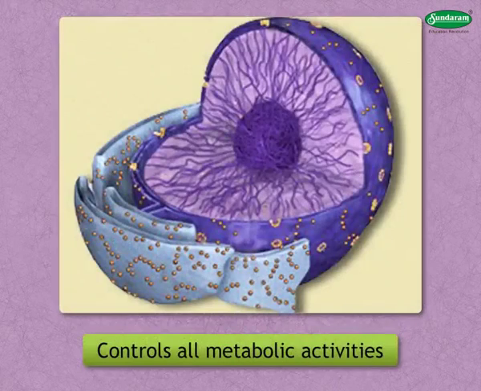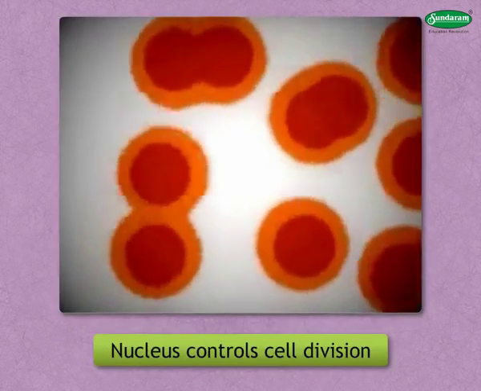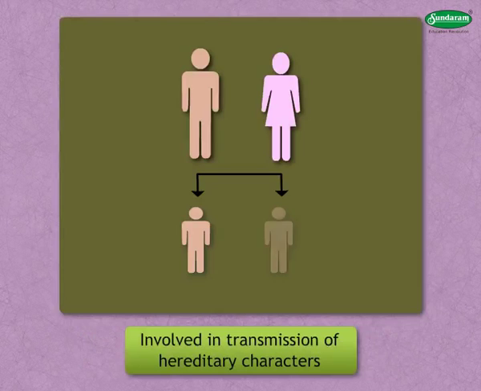Functions of the nucleus. 1. It controls all metabolic activities of the cell. If it is removed, the cell ultimately dies. 2. Nucleus controls cell division. 3. It is involved in transmission of hereditary characters from parents to offspring.